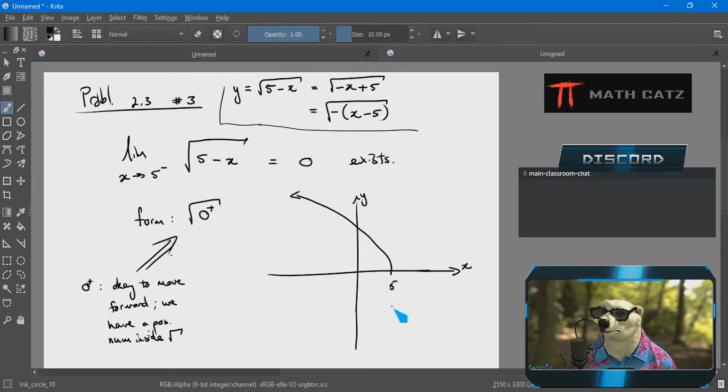At 5. And now I see, looking at this graph, look at this behavior of x, because x is the horizontal axis. If that is coming towards 5 from the left, the y value that is suggested is in fact 0.